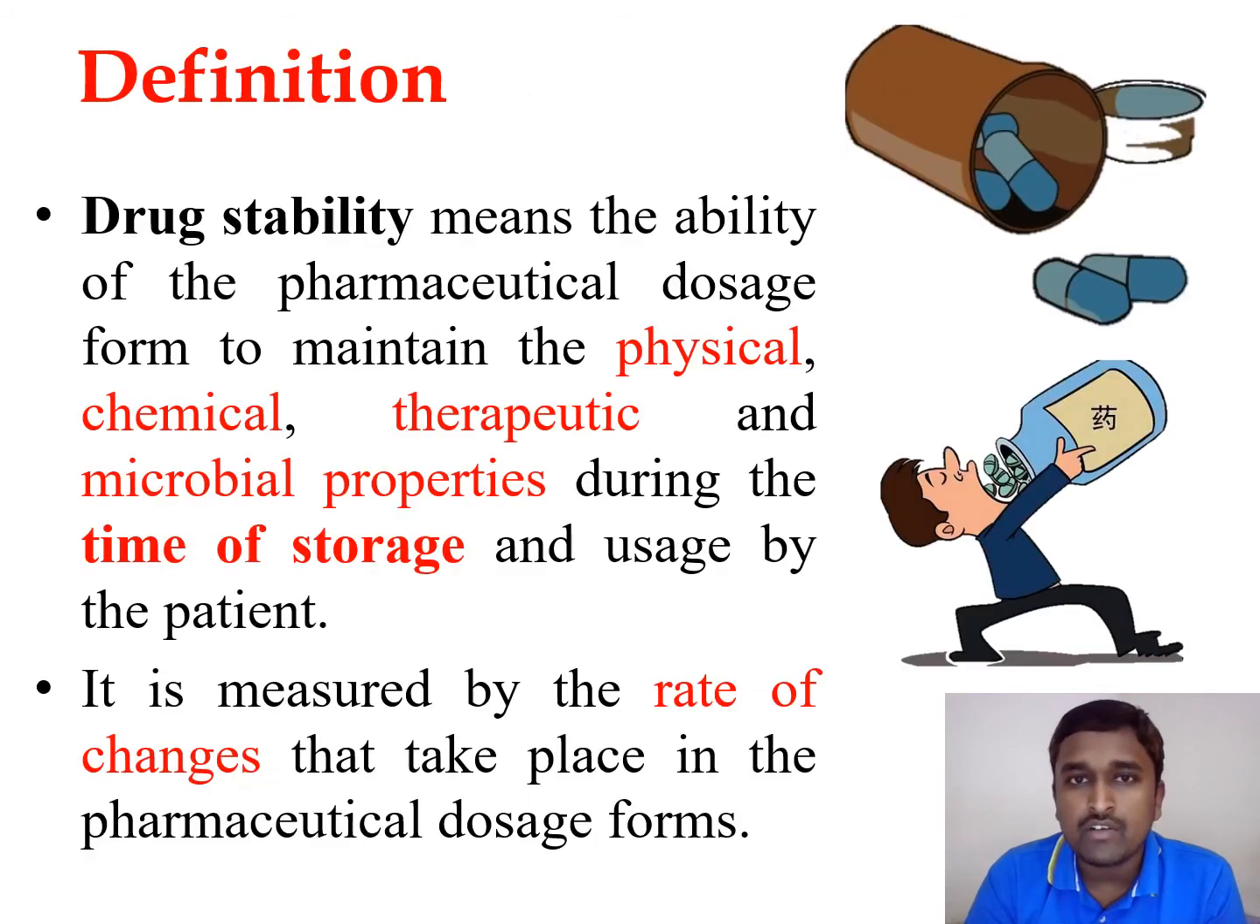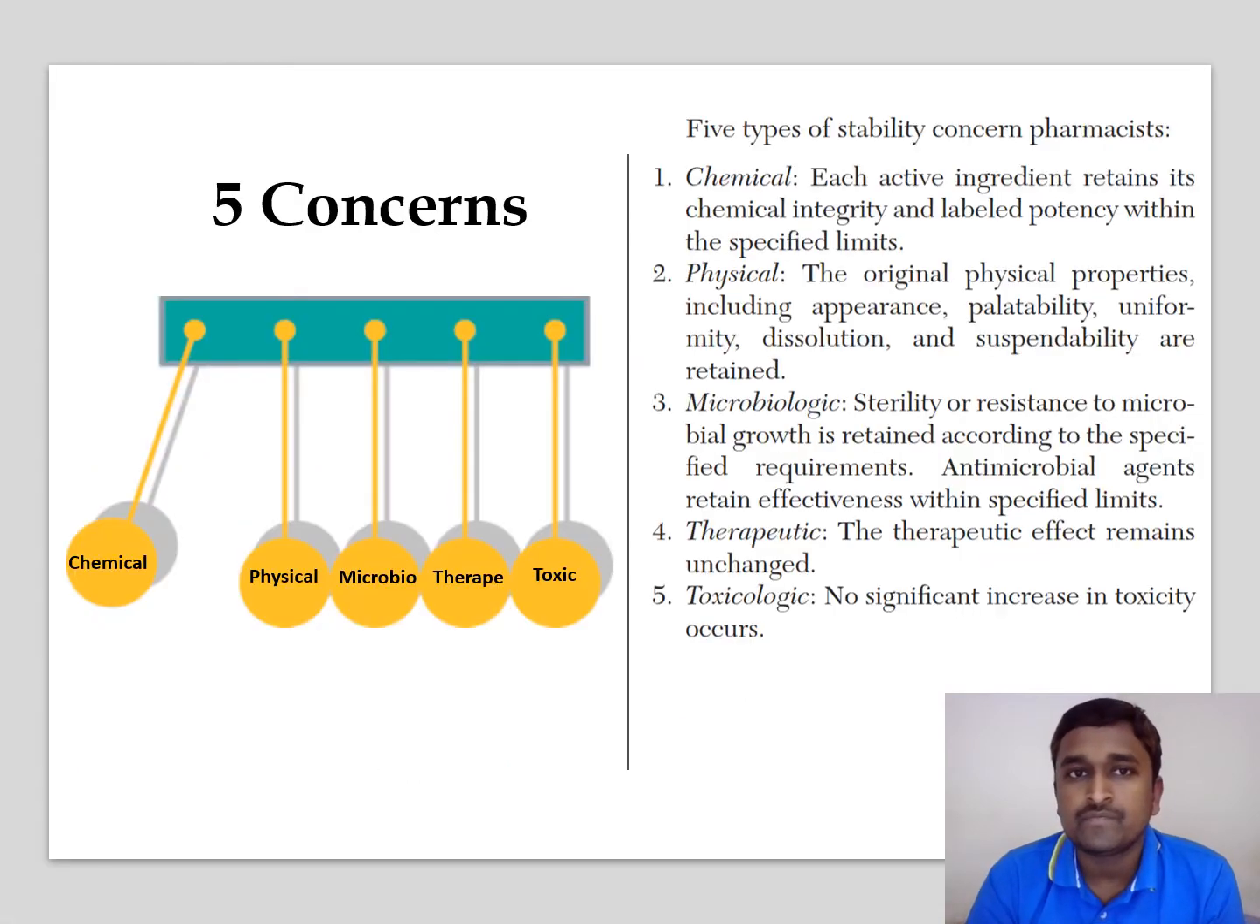So move on to part 1, beginning with the definition. What is drug stability? Drug stability means the ability of the pharmaceutical dosage form to maintain the physical, chemical, therapeutic and microbiological properties which have been specified for the particular dosage form during the time of storage and use by the patient. It measures the rate of changes that take place during the storage of the product.